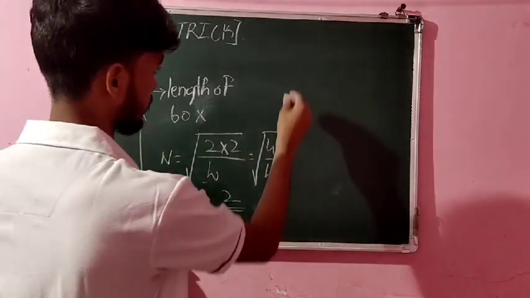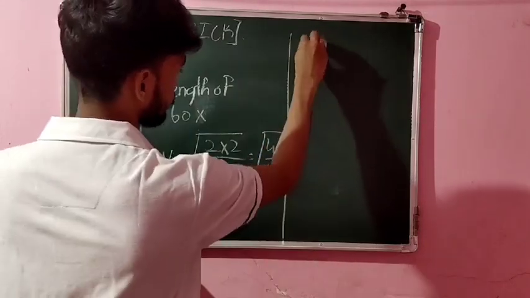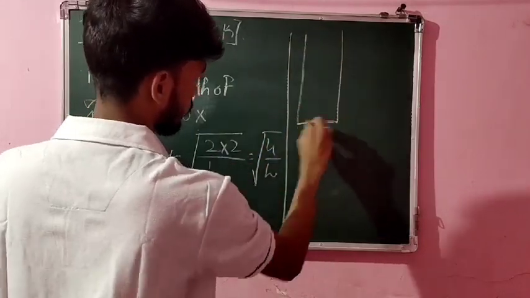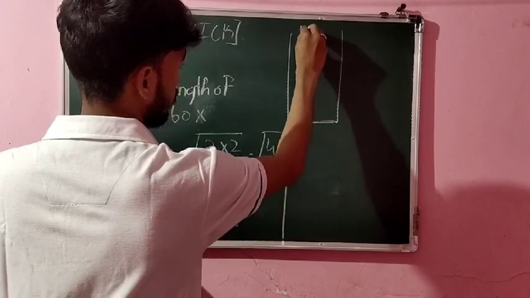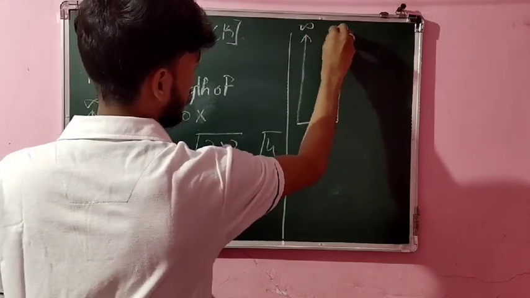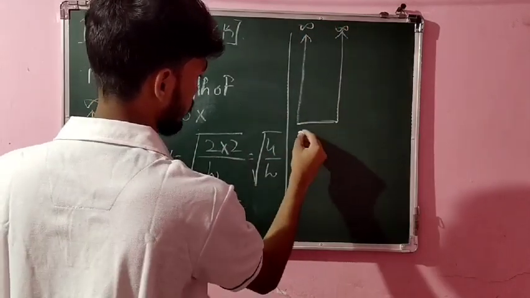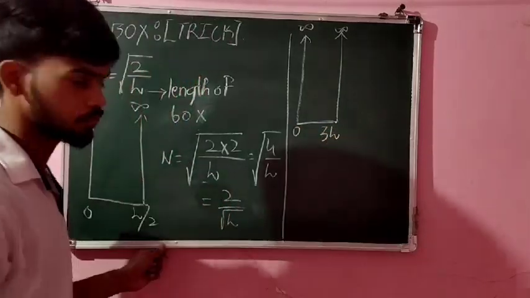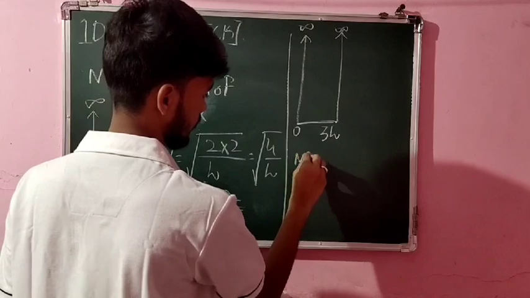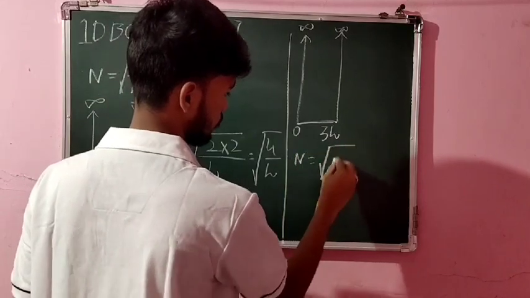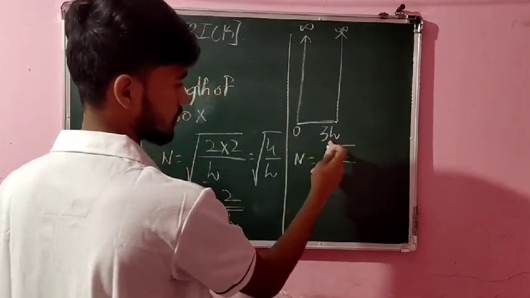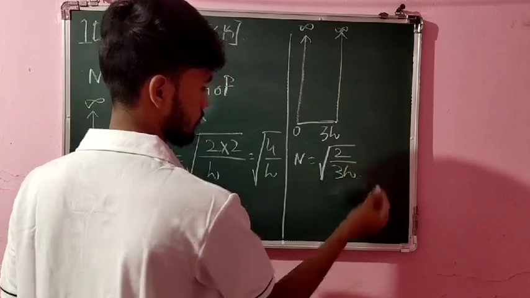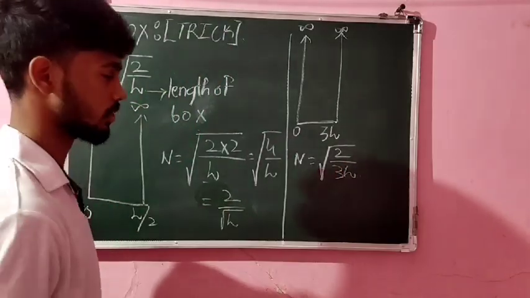Let's take one more example. Consider a 1D box of infinite potential from 0 to 3L. This time it's 3L. N equals under root 2 by the length of the box, which is 3L. Finished. This is your normalization constant.